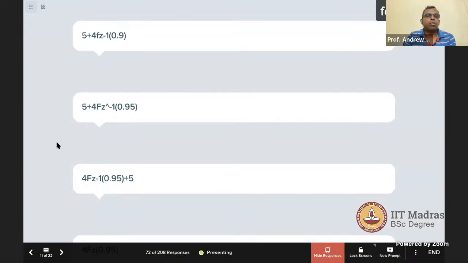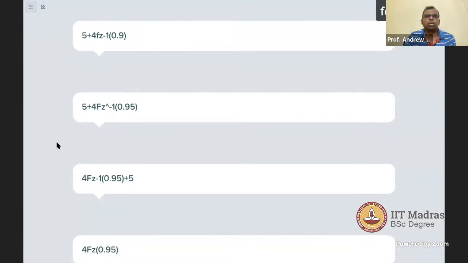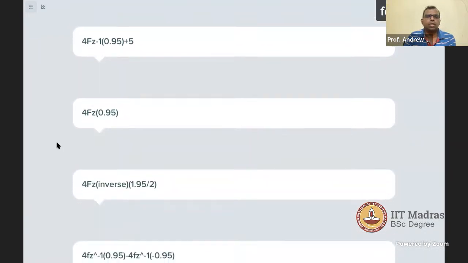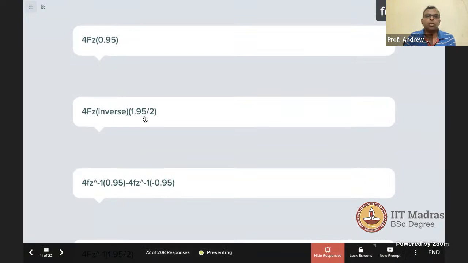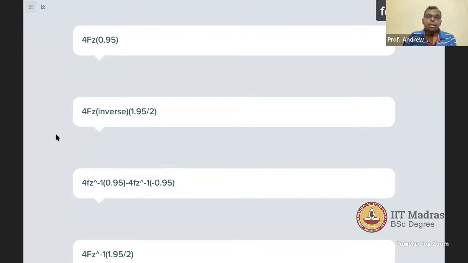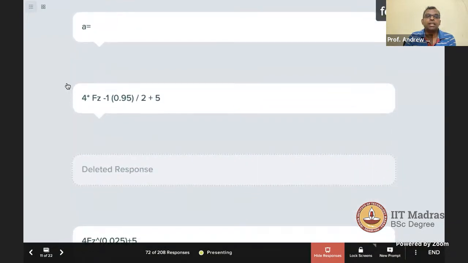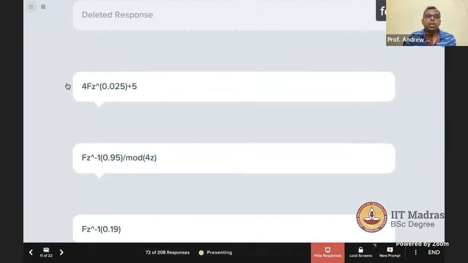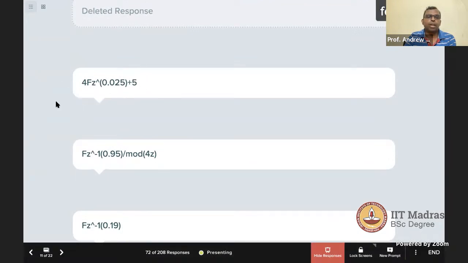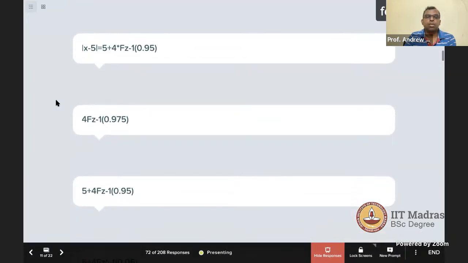So there's this 5 plus 4. Oh, everybody's saying 5 plus 4. Okay, so there's no 5 plus 4. Yeah, there you go. 4 Fz inverse of 1.95 by 2. That's correct. This is the sort of expression that you will get. There's no 5 plus 4 in this problem. It's a slightly different kind of problem, please keep that in mind. Yeah, 4 Fz inverse of 0.975 is correct. So these things are wrong. You won't get 5 plus 4. Check these things. Quite a few have got the right answer, but check this very, very carefully.